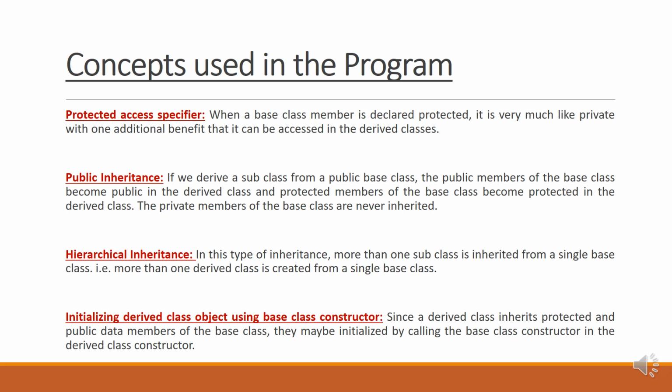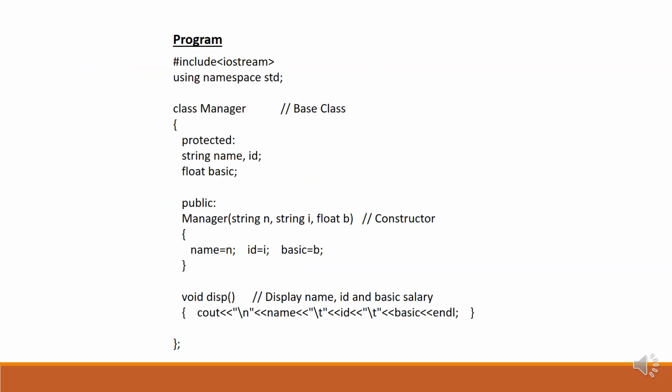So in order to do that, in the derived class constructor, we would be calling the base class constructor, passing the values correspondingly. In the actual program, we shall see how this can be done. Now let us look at the program.